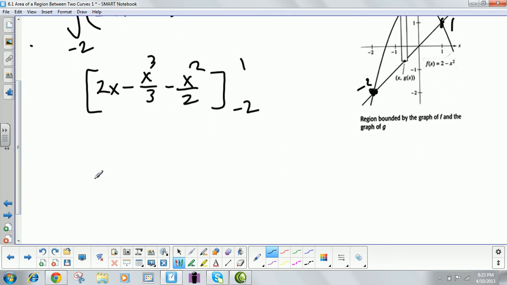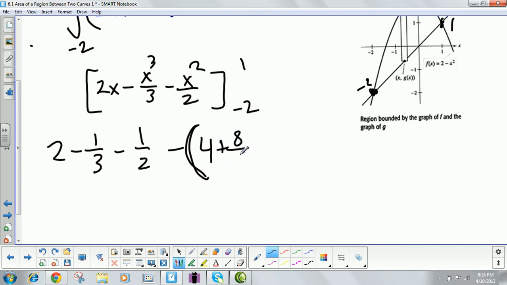You're going to plug 1 in there, and when you plug 1 in there, you get 2 minus 1/3 minus 1/2, minus your lower limit. Always put a parenthesis when you put your lower limit in, because you're subtracting all of that away. And so when you plug -2 in there, you get +4, and then you're going to get +8/3. Sorry, not +2/3, +8/3. My bad. Because that's going to be -2. Yeah, so it's positive, and then it's going to be -4 halves here.